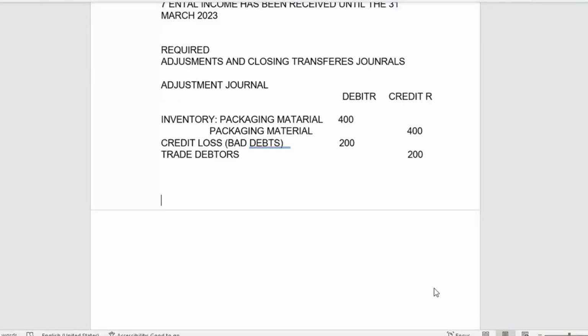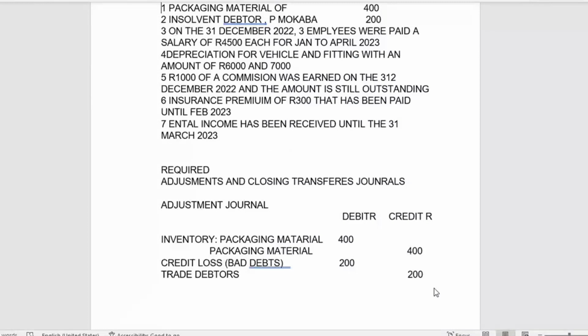Right. Moving on, let's see what the question says. Number 3 says, on the 31st of December 2022, 3 employees were paid a salary of 4,500 each for January to April. So there was an advance payment in regards to staff members that were paid from January up until April, which is 4 months in a row. Your recording will be like this: payments, and then your credit will be salaries.